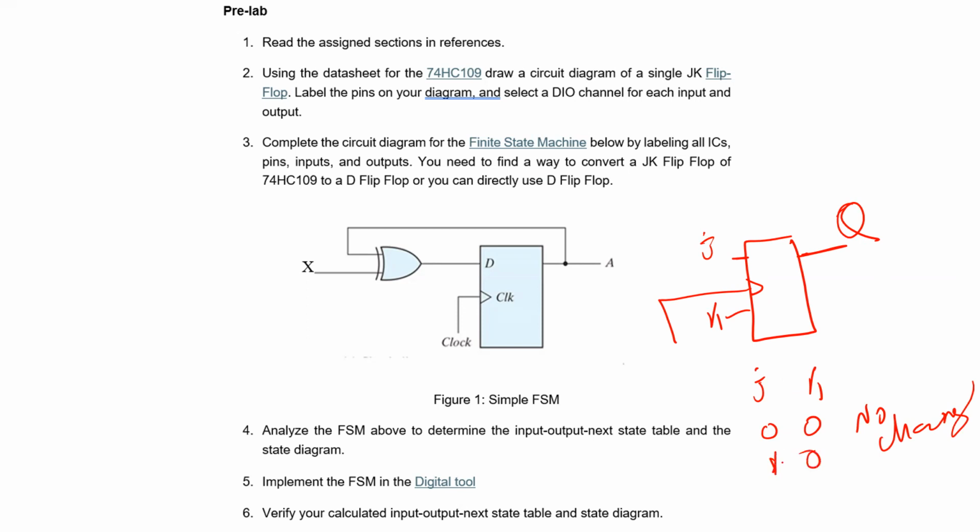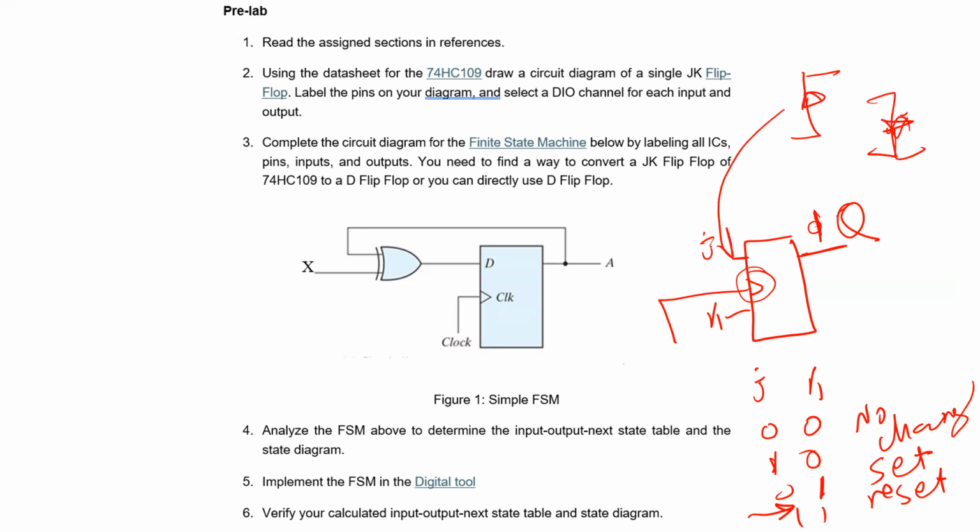If it is 1, 0, you are going to make a set. If it is 0, 1, you are going to make a reset. If it is 1, 1, it is going to toggle. As I told you, toggle means if the flip-flop is storing 1, it becomes 0, and if it's storing 0, it becomes 1. All these actions are taken at the clock, either at the positive edge or the negative edge. In this case here, this is a positive edge.